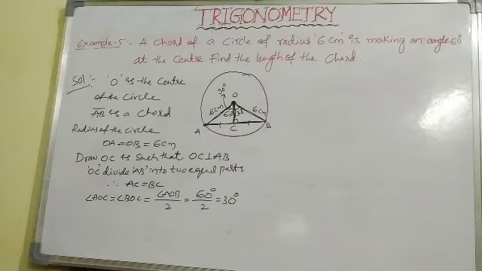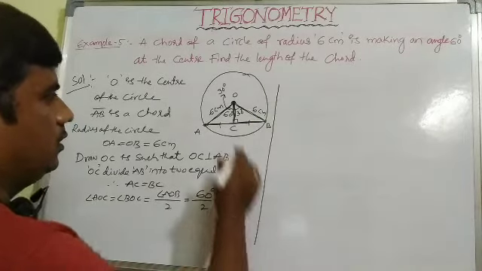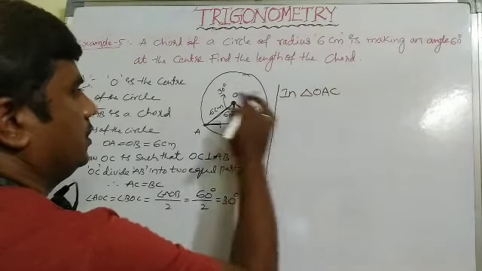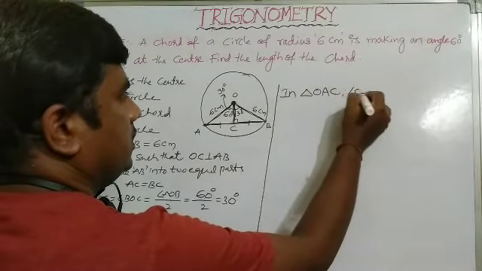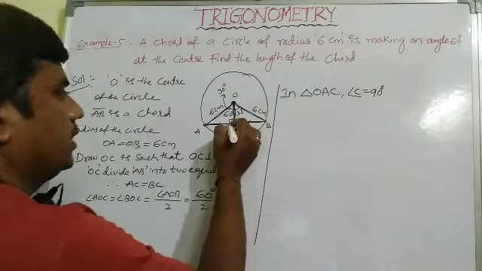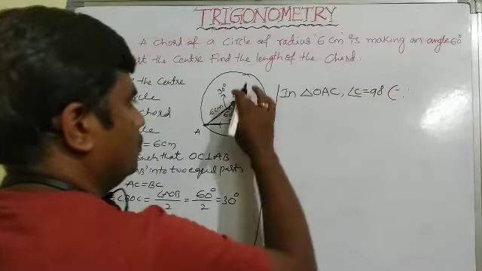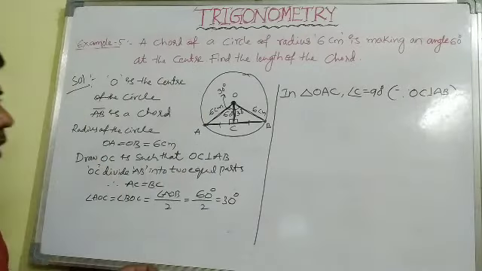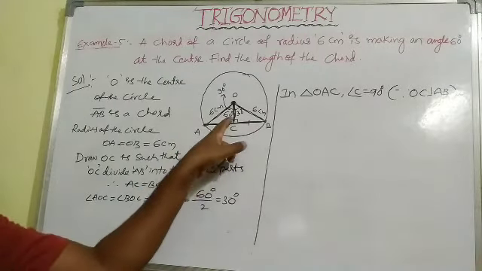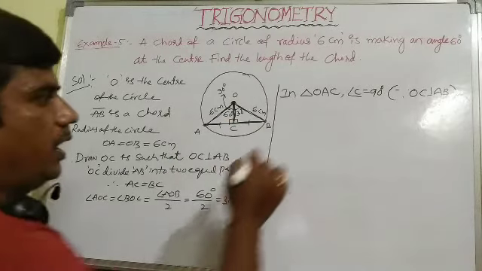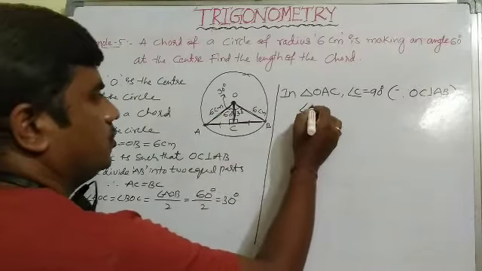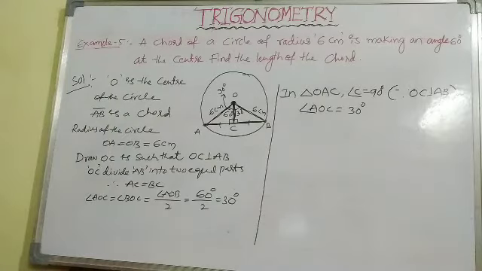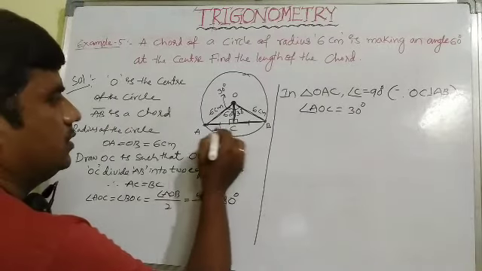Now we are considering one triangle, that is OAC. In triangle OAC, angle C equals 90 degrees, since OC is perpendicular to AB. So OC perpendicular to AB means angle C value is 90 degrees. And next, angle AOC equals 30 degrees. So now we can find this AC length.